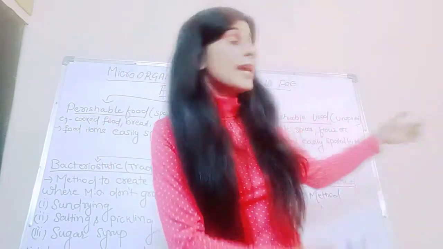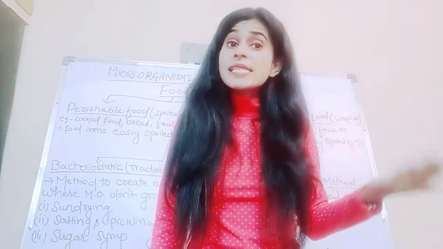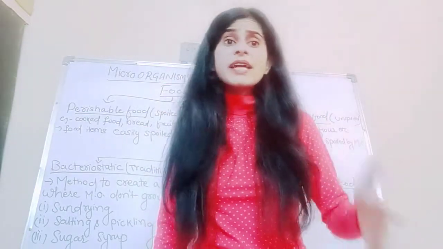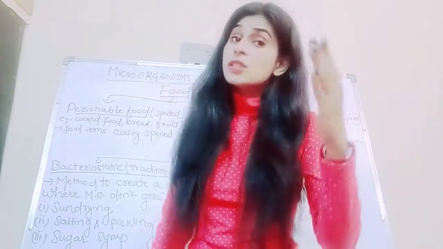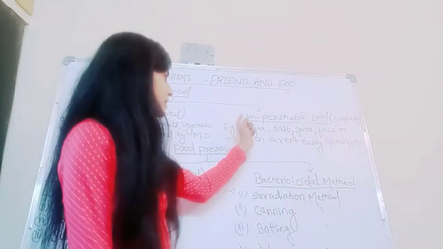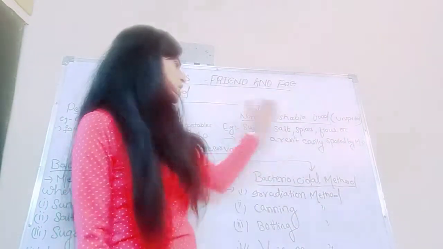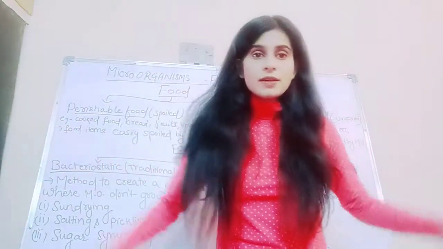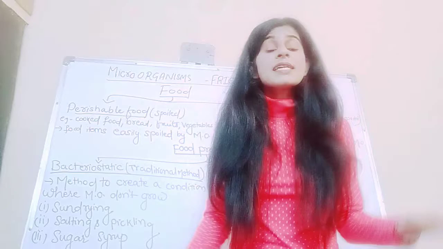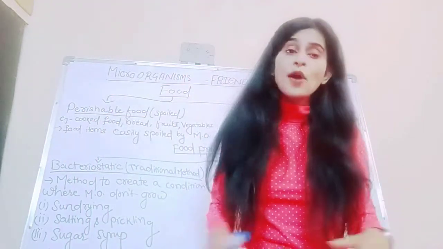On the contrary, non-perishable foods like flour and spices are non-perishable because we can store them for a longer period of time. We can store them for 4, 5, 6 months even. So, such food which cannot be easily spoiled by microorganisms is called non-perishable food. You can give a number of examples: sugar, salt, spices, flour, whatever, which can be stored for 4 to 5 months or 6 months or more than that. Such foods are called non-perishable or unspoiled food.